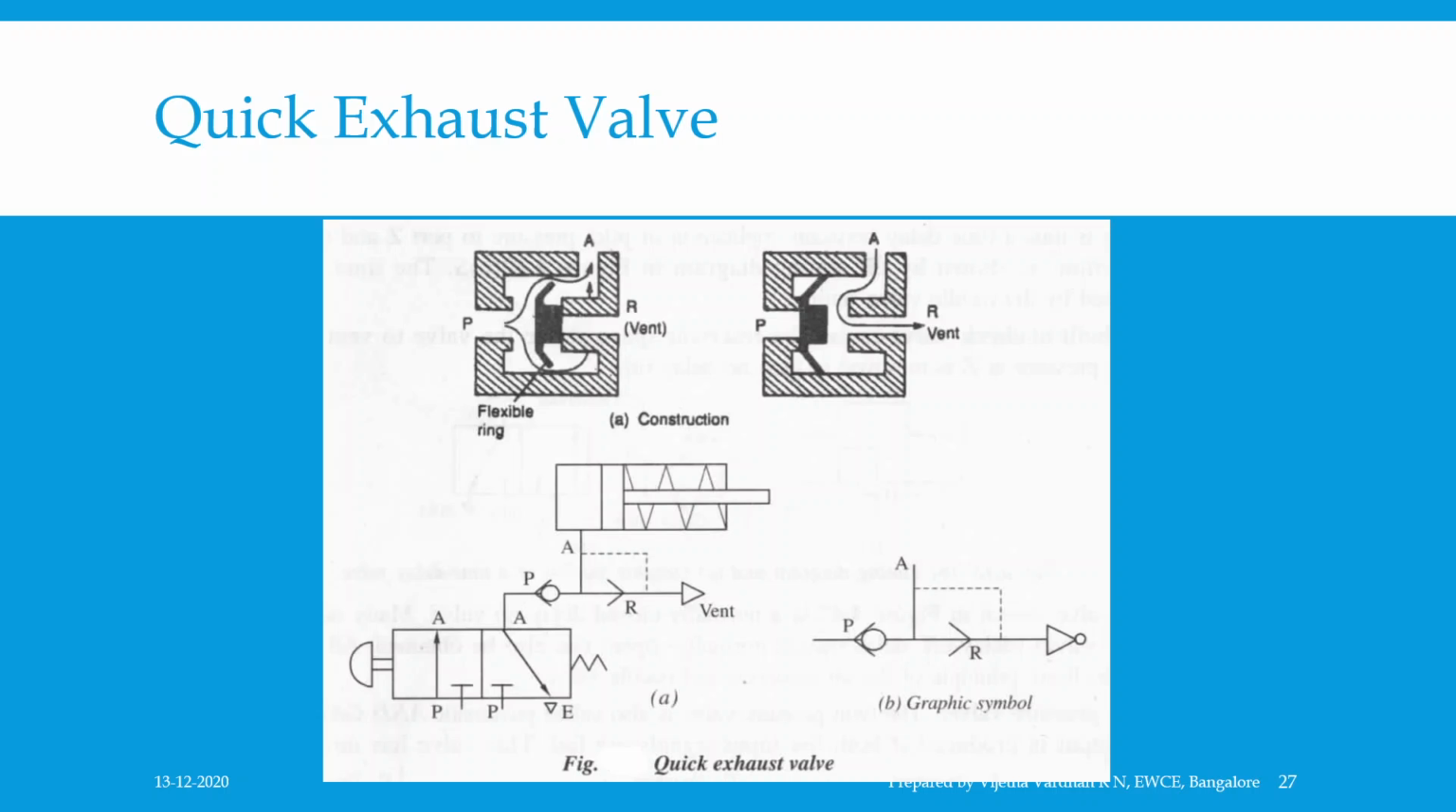It consists of a movable valving element in the form of a shuttlecock shuttling between the inlet and outlet ports, connecting the inlet port to the system port and the system port to the exhaust port. Figure A shows the constructional feature and figure B shows the graphic symbol of a quick acting exhaust valve. It consists of ports P, A and R in a body, and the valving element in the form of a shuttlecock shuttles between P and R, connecting the ports P and A and R.